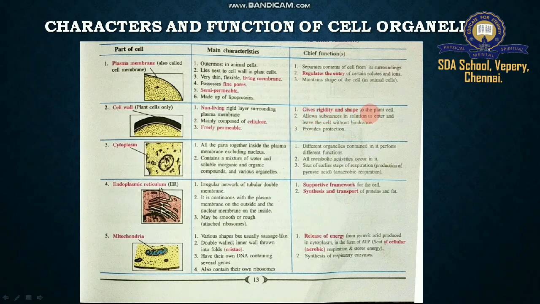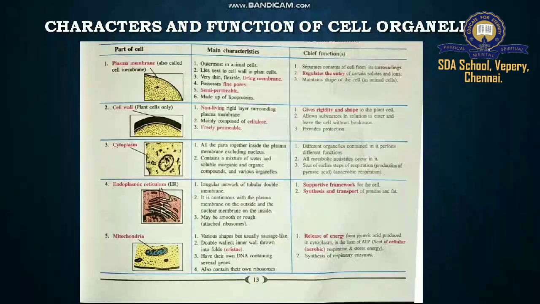Because of the presence of the cell wall, the plant cell has a definite shape and does not change shape. So it gives rigidity and shape to the plant cell, allows substances in solution to enter and leave the cell without hindrance, and provides protection. So it is also protective in function.